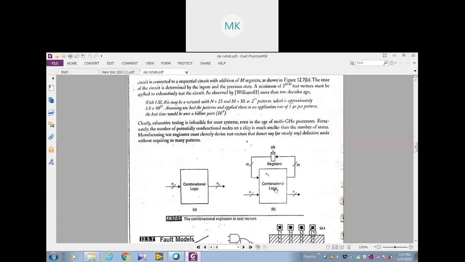That's why, to make this simpler, the manufacturing test engineers must cleverly devise the test vectors that detect any defective node without requiring so many patterns. We can't go for all the patterns. So the manufacturing test engineer designs the patterns such that we can easily find the defective nodes without going for so many patterns.